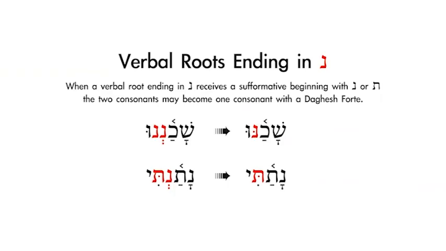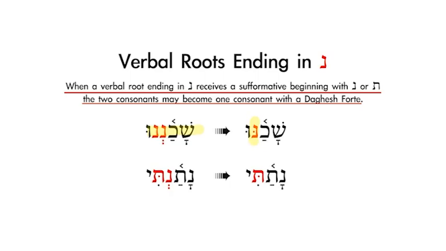Let's look at verbal roots ending in noon. You already know that the noon likes to assimilate when it can, and it will here as well. When a verbal root ending in noon receives a sufformative beginning with noon or tau, the two consonants may become one consonant with a dagesh forte. Let's look at our examples below, and you'll see in our first example, shekanu. The verbal root has noon in the third root position, and the sufformative begins with noon. The result, therefore, is a single noon with a dagesh forte. There are still two noons, but it's written once with the dagesh forte, becoming shekanu.